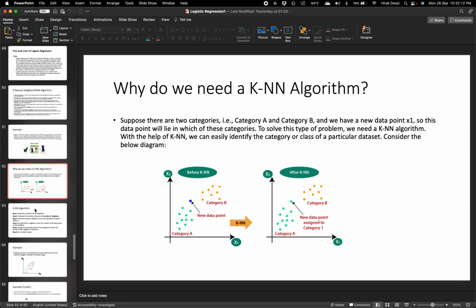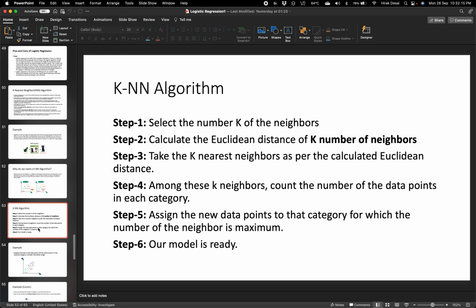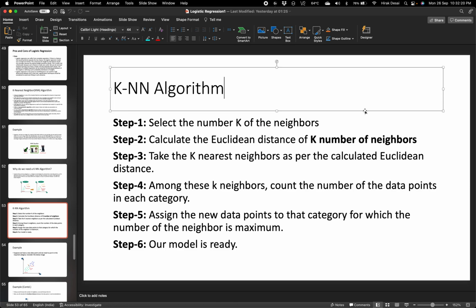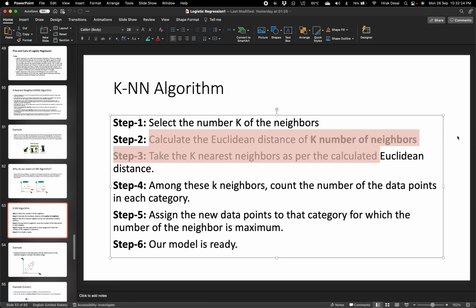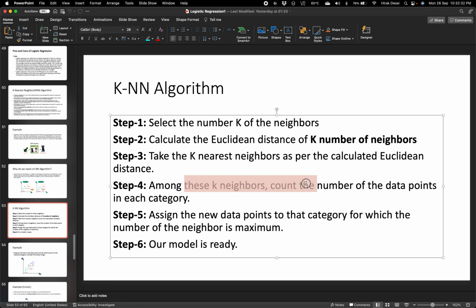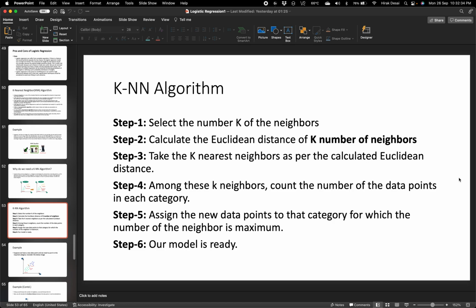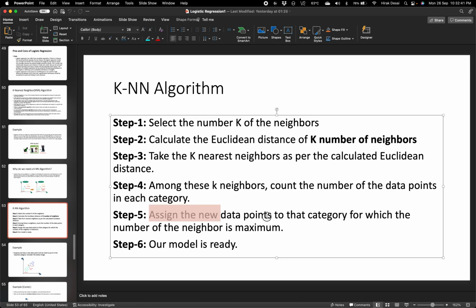Why do we need KNN? Faster category allocation. What are the steps? Select the number k. K is basically the number of neighbors with which we check the new data. Calculate the Euclidean distance from those neighbors. Take the k nearest neighbors as per the calculated Euclidean distance. Among these k nearest neighbors, count the number of data points in each category. Suppose 3 are closest; out of the three, which category has how many? If 2 are in category 1, put the new data in category 1. Assign the new data point to the category for which the number of neighbors is maximum. Our model is ready.